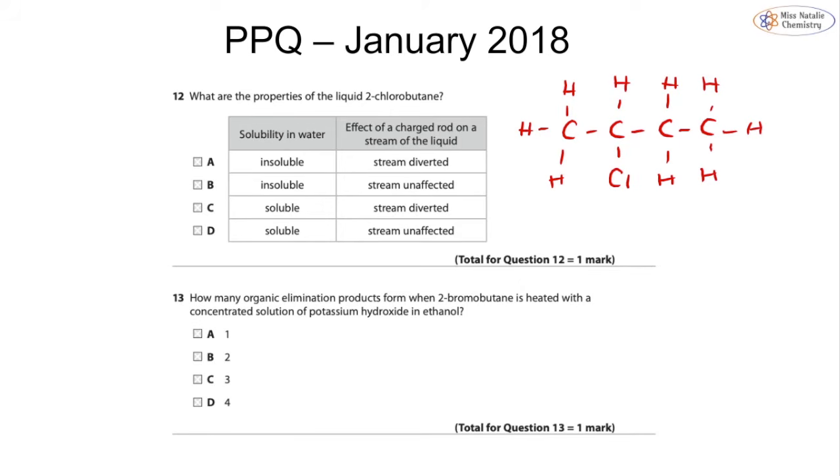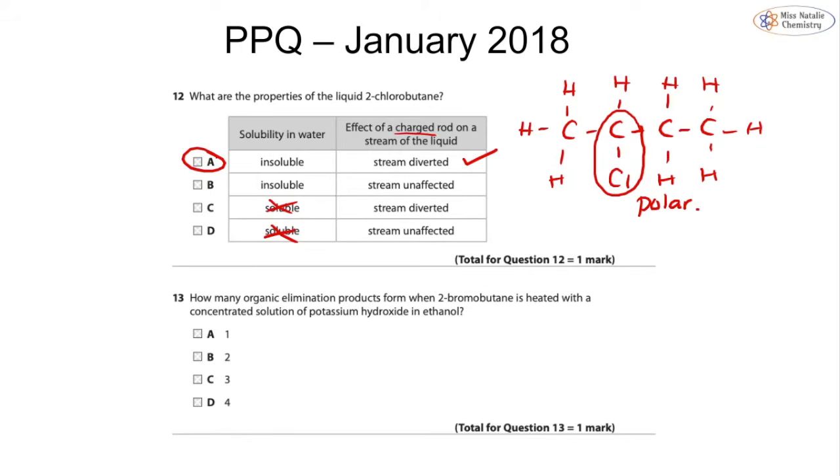So in terms of solubility in water, we know that with it being a chlorobutane and mostly an organic molecule, we're going to have an insoluble substance in water. So we can automatically discount C and D. Now we just need to look at what effect a charged rod would have on the stream of liquid. Because we have this carbon to chlorine bond, which is very polar, it does give a slight polarity in the molecule, so that's going to have an effect on our charged rod, and actually it's going to cause our stream to be diverted. So the answer to this question is A.